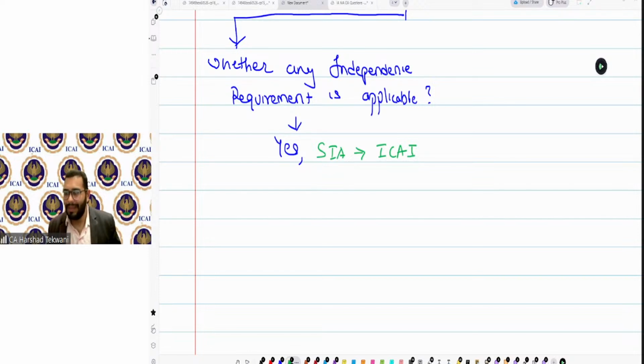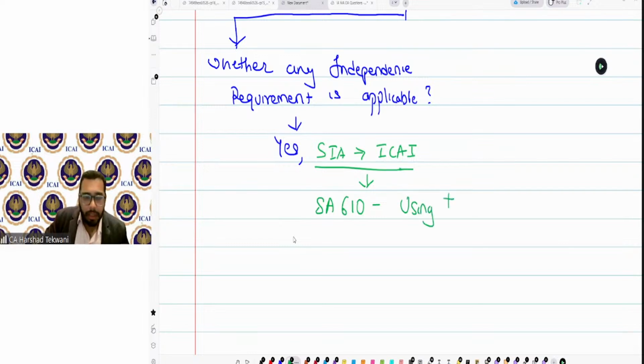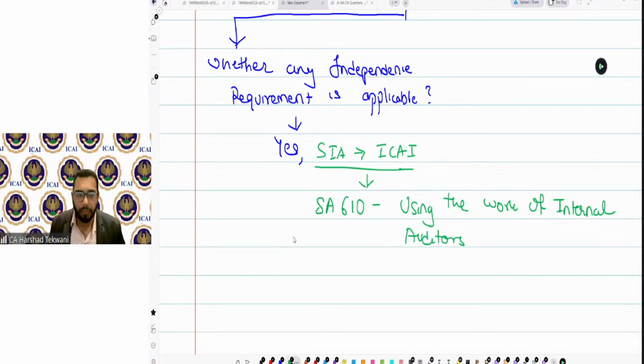And the answer to this question lies in what was already discussed when we were discussing SA 610. When we were discussing SA 610, what topic did we discuss? That is using the work of internal auditors, correct? Over there, we understood that in certain cases, it is permissible for an external auditor to rely upon the work performed by internal auditor.